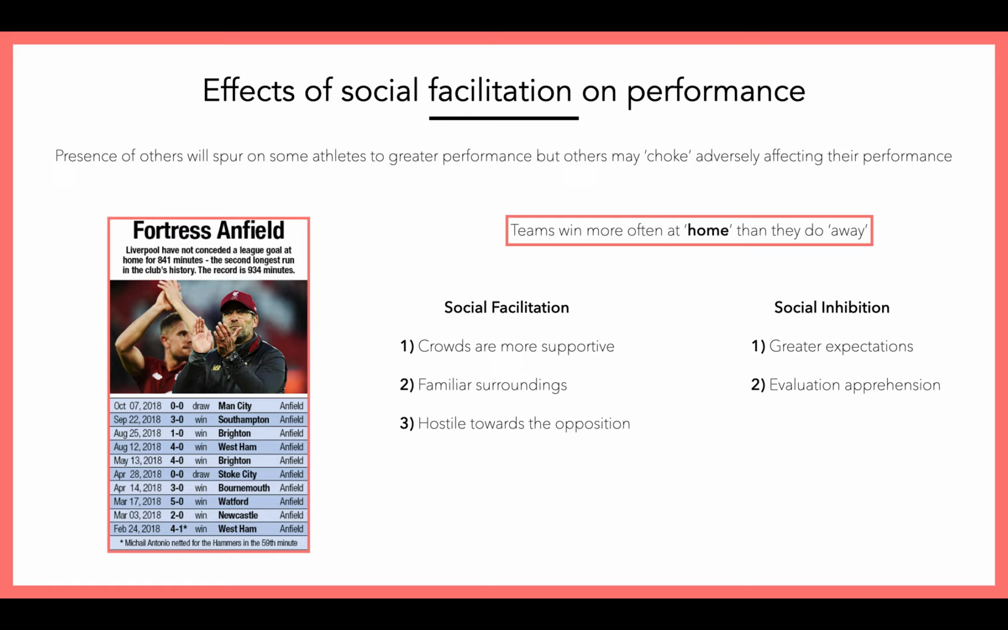That crowd know you well. They'll be judging you. They'll probably be making vlogs. They're the in thing. They have these fan vlogs. If you've had a bad performance, you might be the center of attention on that vlog. So social inhibition can occur also with the home crowd.